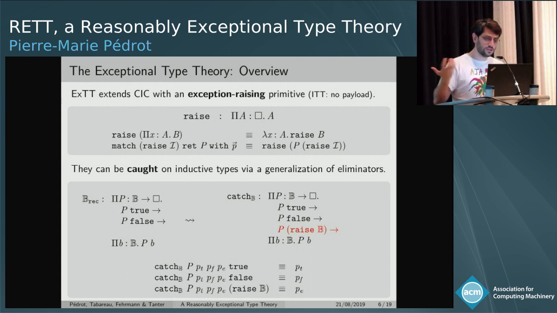And in the presence of exceptions, you get a generalization of that, where in addition to the two branches, you have the case to handle raise, right? So this is really just saying that catching exceptions is very similar to matching inductive types, as if in OCaml you would be using the exception pattern. And this satisfies the expected rules.